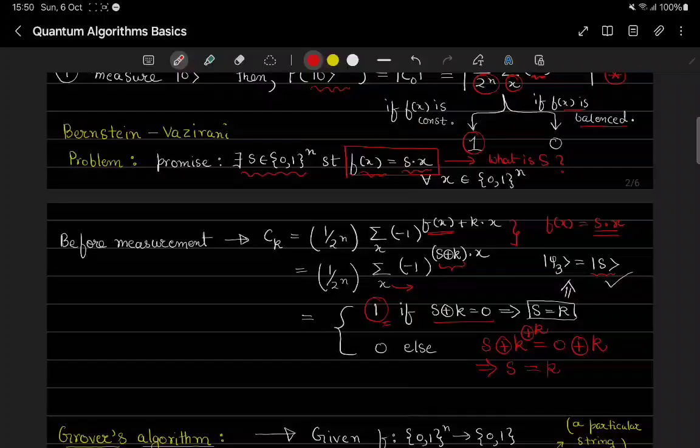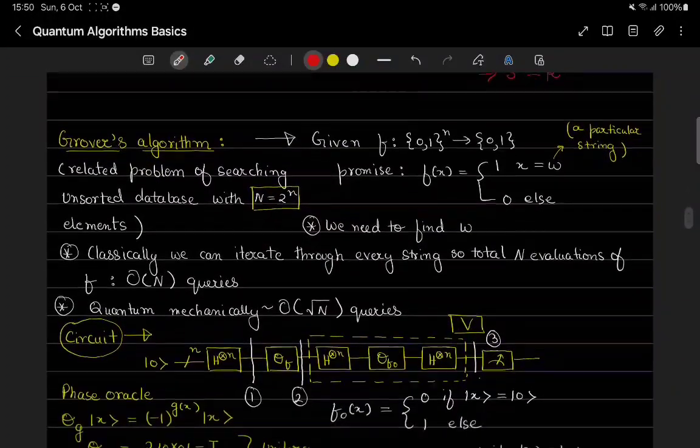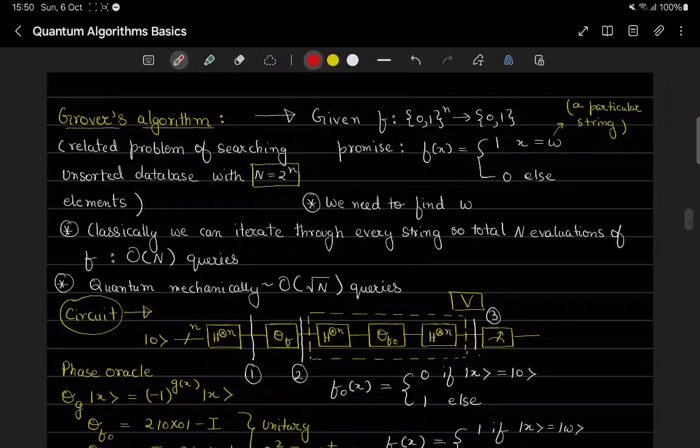So with this, I come to the end of this video. It was a short video and was a follow-up of the previous video. In the next video, I will talk about Grover's algorithm. Particularly, Grover's algorithm is related to the problem of searching an unsorted database.